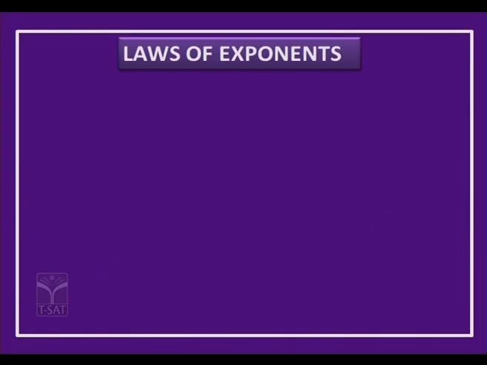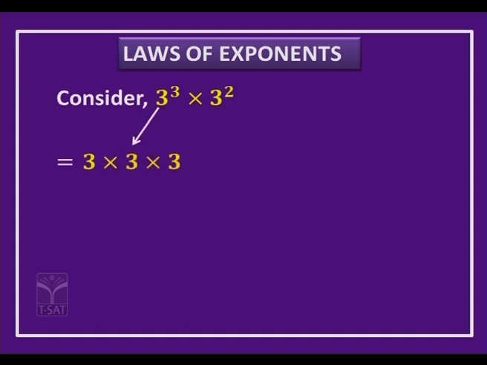So, now we are going to learn about laws of exponents, children. So, consider 3 power 3 into 3 square. Now, what is 3 power 3, children? Yes, I can write this as product of 3 times, that is 3 into 3 into 3. So, we have multiplied 3 times, isn't it?